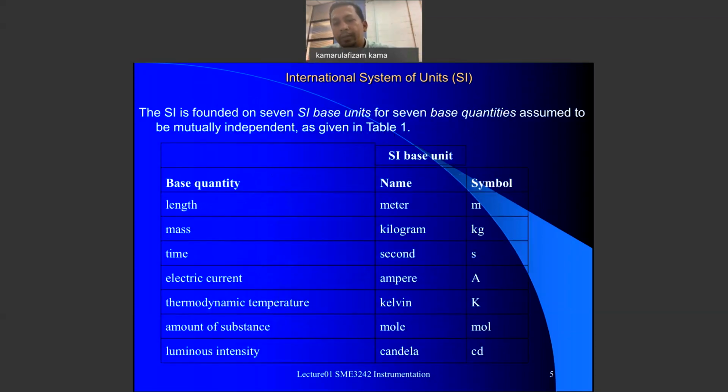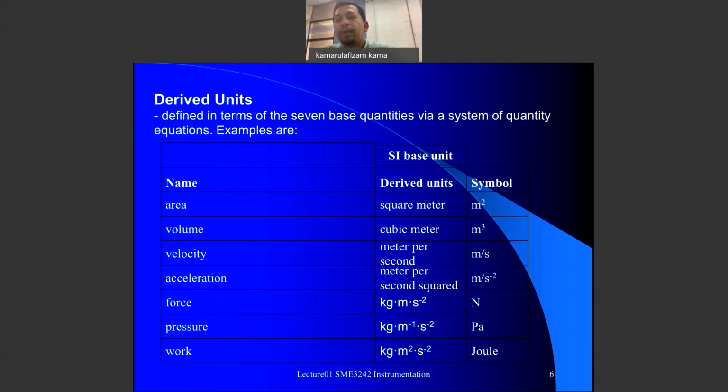You may have seen this in your previous encounter with the system of education. You may have known meter is a unit to describe length. Kilogram is a unit to describe mass. All right, and we are using seconds to describe time. So this is basically the basic unit, and after that we have the derived unit.